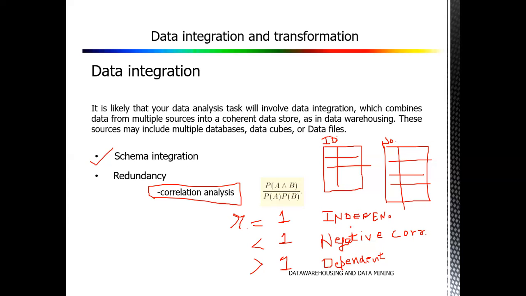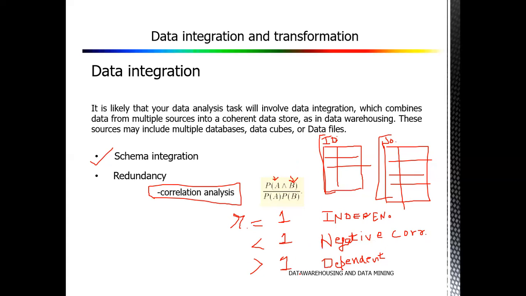Now, what is the meaning if they are independent of each other? That means whatever changes are happening with ID will not at all affect the other attribute, number. Whatever is happening with attribute A is nowhere going to affect B. Negatively correlated means whatever changes you are doing in ID will affect the number attribute in an opposite way, in a negative form. Whatever is happening with attribute A, the opposite will happen with attribute B. That is the meaning of negative correlation.